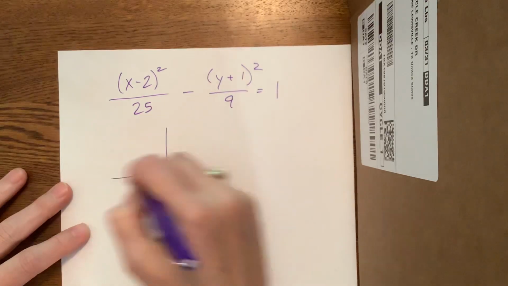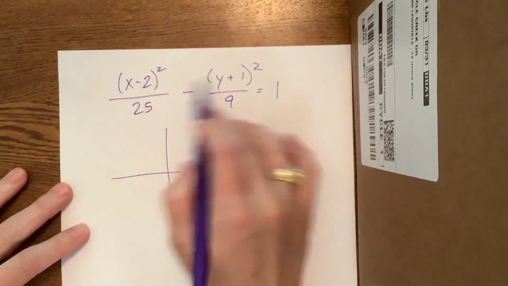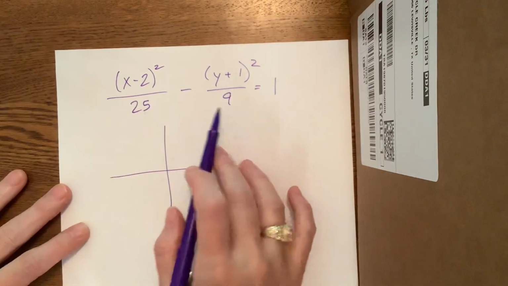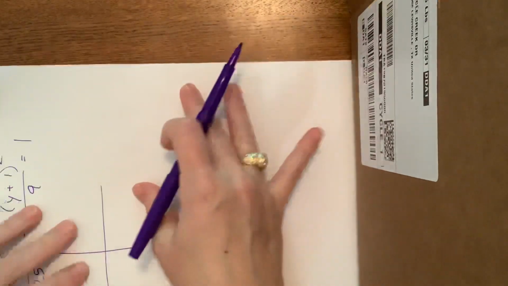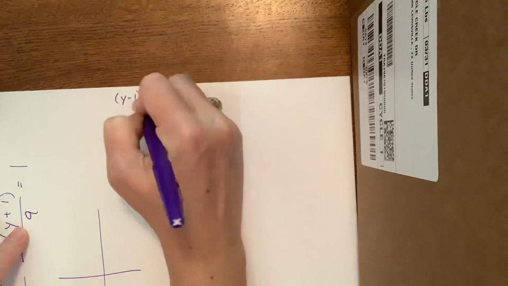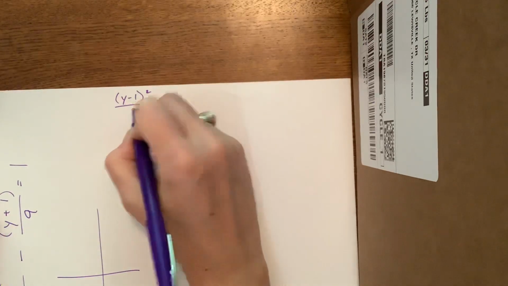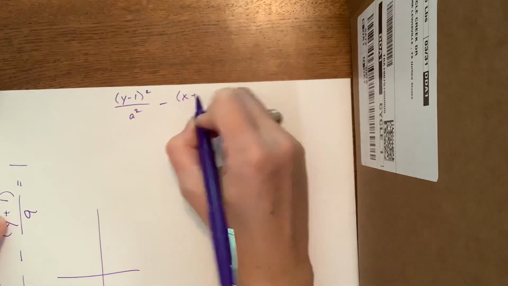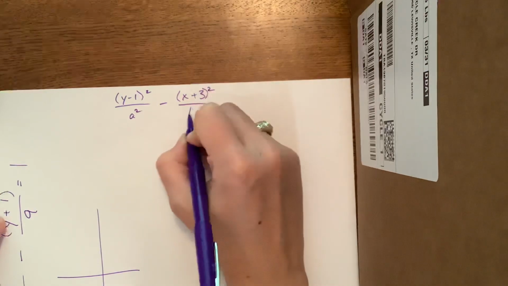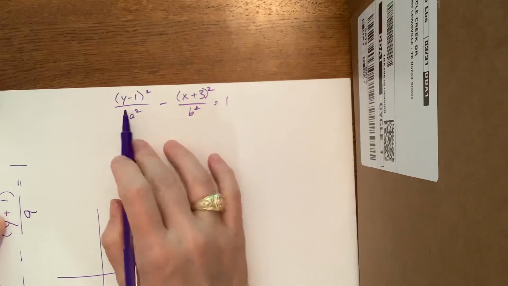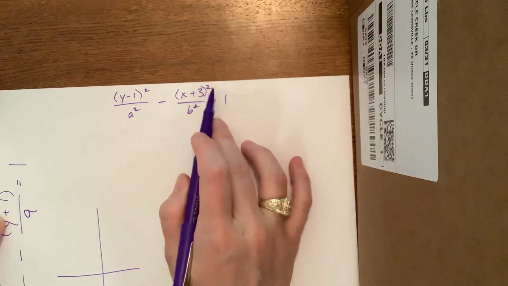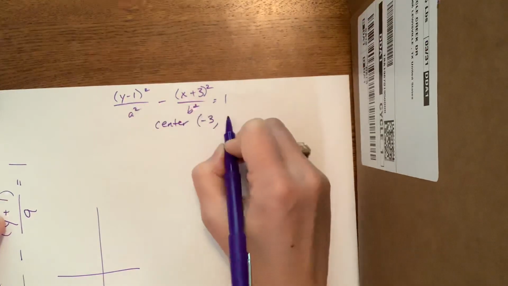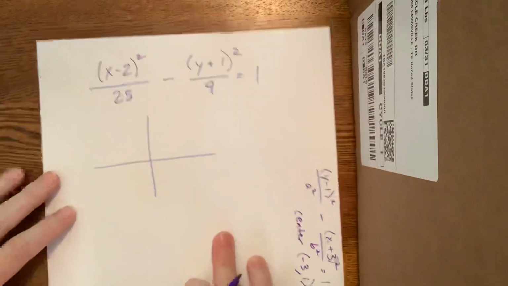In all of these, we have to begin at the center. Be careful when we have switched the x and the y values that you keep the x with the x and the y with the y. If I give you y minus 1 squared over a squared minus x plus 3 squared over b squared equals 1, be careful: this center is not the point (1, −3), because the x value is with the x and the y value is with the y. Okay, so be careful about that. Back to the question at hand.